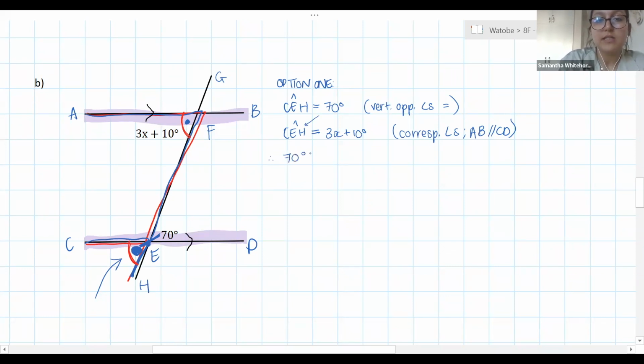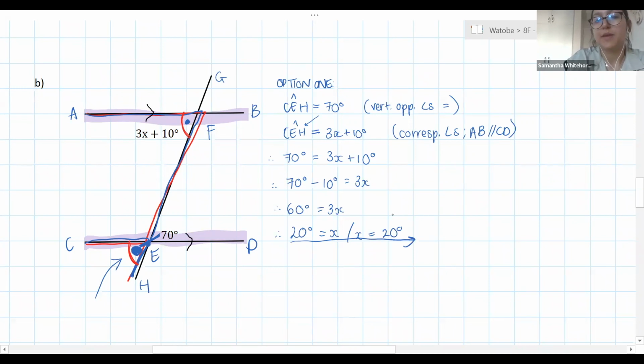And now I know that 70 is equal to 3x plus 10, and I can start to solve for x. So I would subtract 10 on both sides, leaving me with 70 minus 10 is equal to 3x, which means that 60 is equal to 3x, which therefore means that x is equal to 20 degrees. If you write it in the other order, so x equals 20 or 20 equals x, it's exactly the same thing.